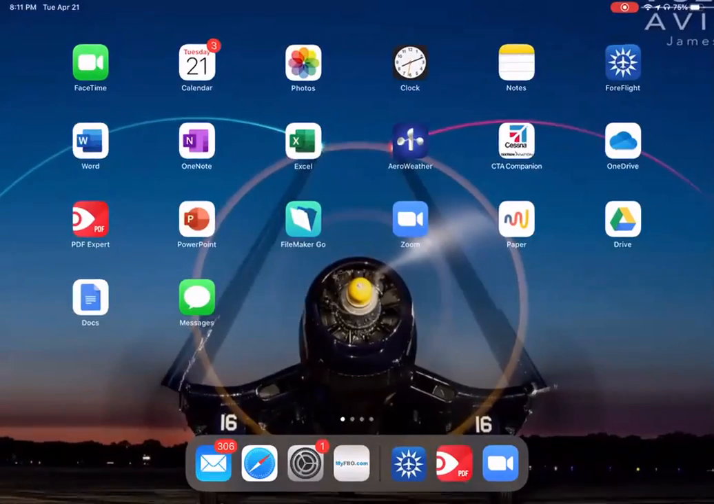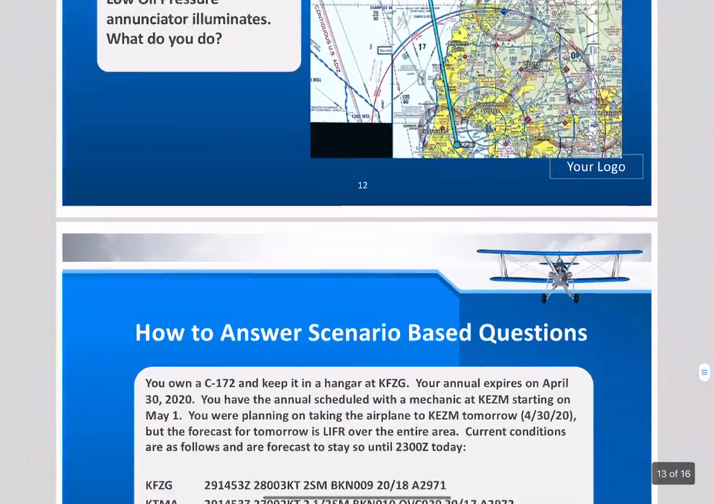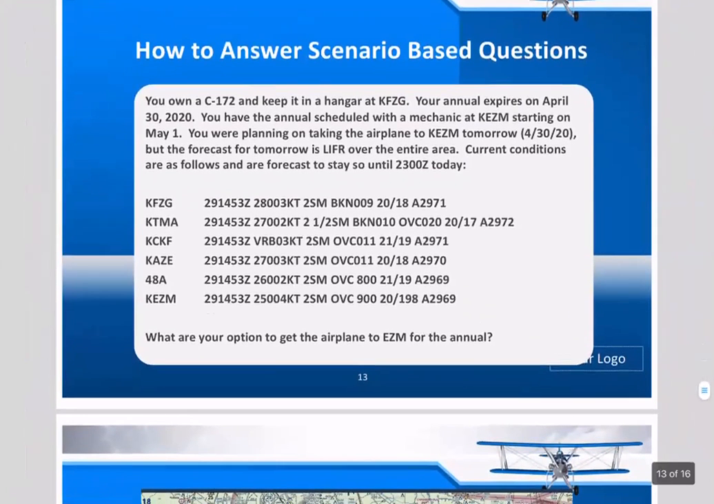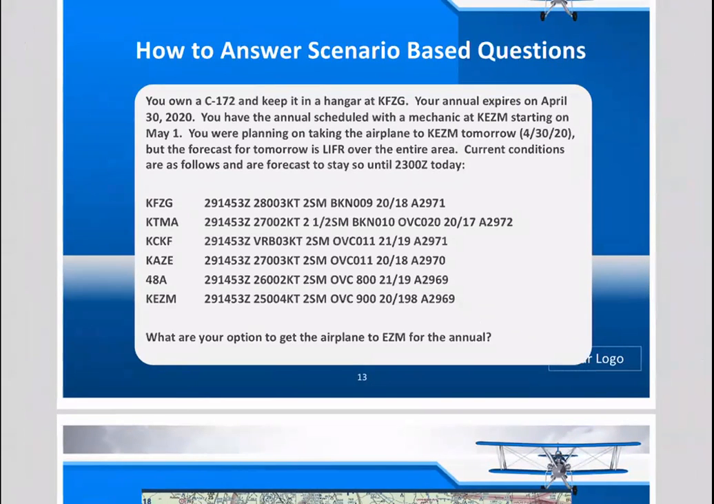All right, so back here now, the final scenario. This one's a little bit more involved. This would probably be a commercial level airspace type question. You own a Cessna 172, you keep it hangared at KFZG. Your annual expires on April 30th of 2020. You have the annual scheduled with mechanics starting on May 1st because you want to get that 13th month out of it next year, so you don't have to do it until the end of May. So you extend your annual.